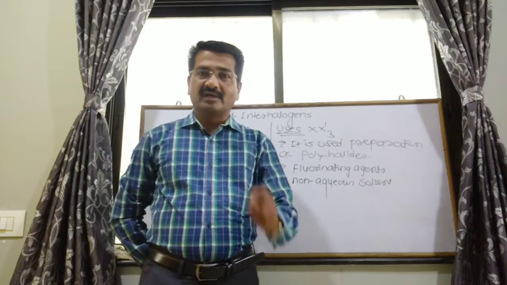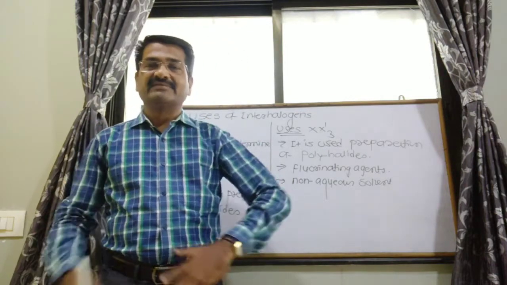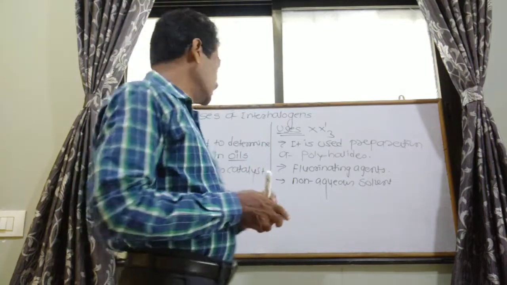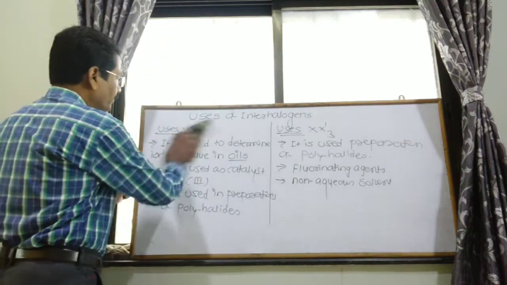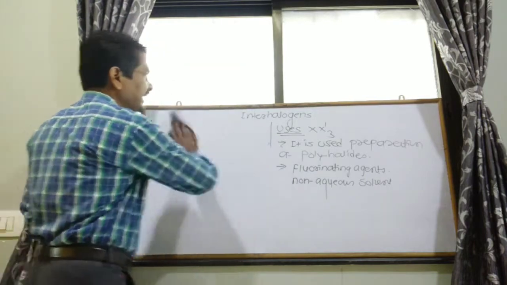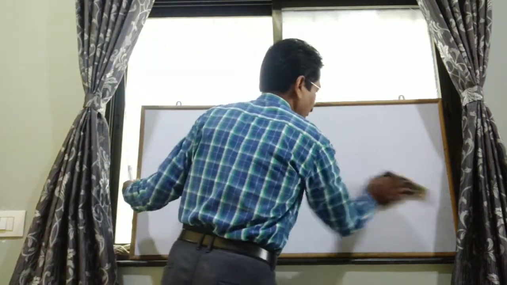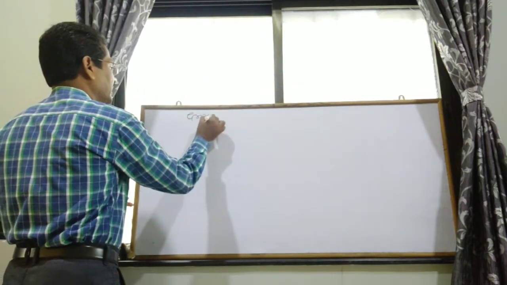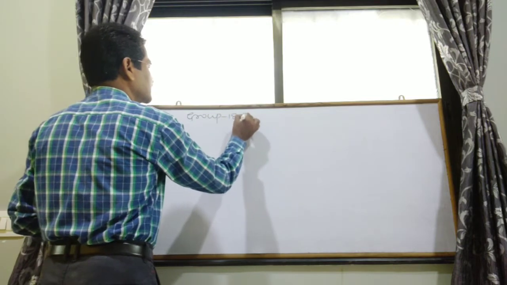Here, the halogens, that is the group 17 elements, are completed. Then see the last group of these elements, that is the group 18 elements of the p block.